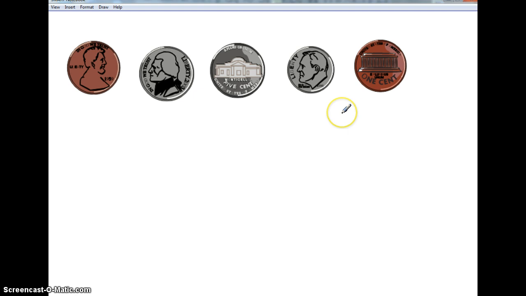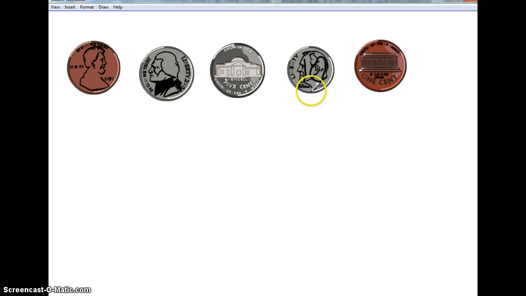I know that when I count money, I want to start with the coin that has the greatest value. Well, I have a penny, a nickel, a dime, and a penny. Well, the coin that's worth the most here is the dime. So I'm going to start counting here, and a dime is worth 10 cents.